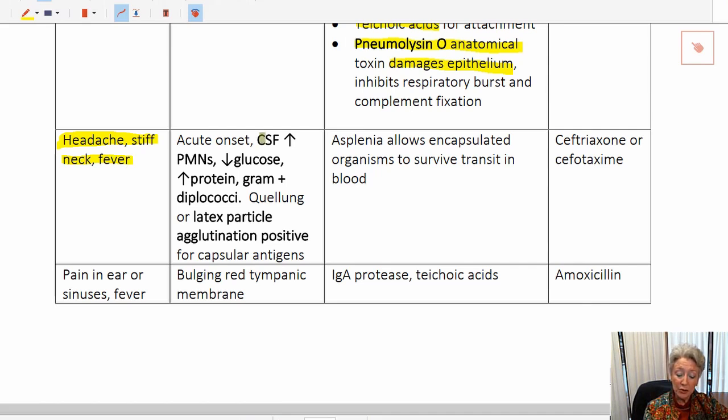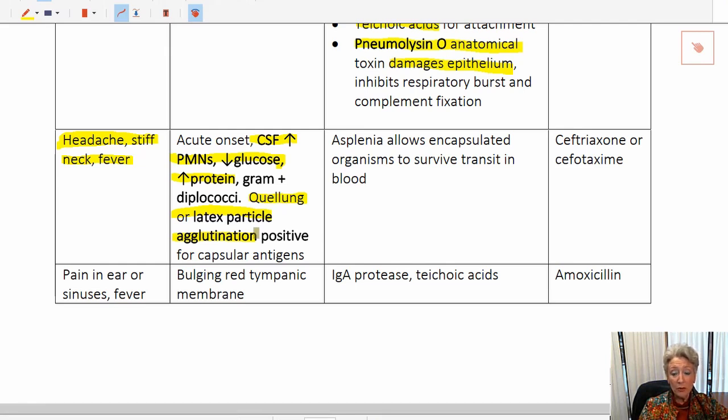Now, with meningitis, of course, we're going to do a CSF tap, and you're going to find elevated neutrophils because it's an extracellular bacterium, depressed glucose levels, and increased protein. Okay? The Quellung test or latex particle agglutination are tests to look at the capsular antigens.